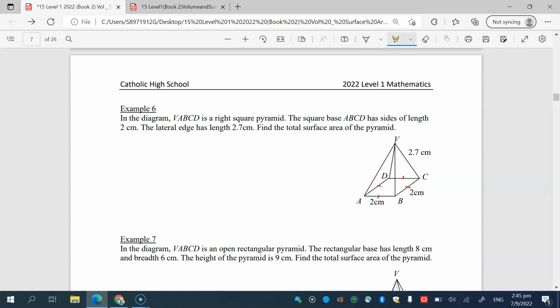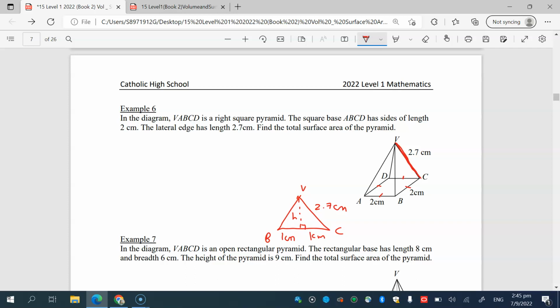So lateral edge meaning this part here, like VC is 2.7 cm. So if I were to extract one triangle outright, for example VCB, this one is 2.7 cm, this is 2 cm, the base is 2 cm. So if I were to draw a right angle, a height down this way, this will be 1 cm, 1 cm here. Okay, and how do I find the height here?